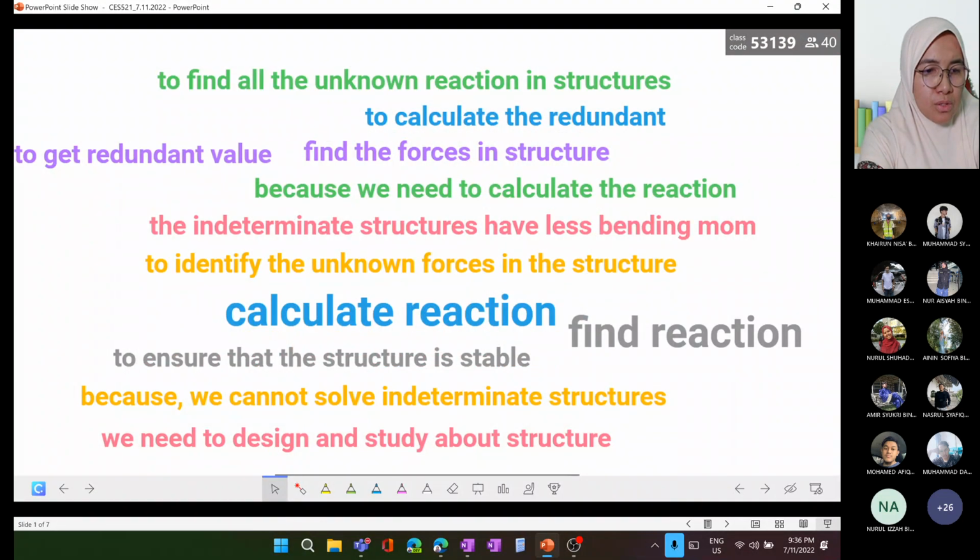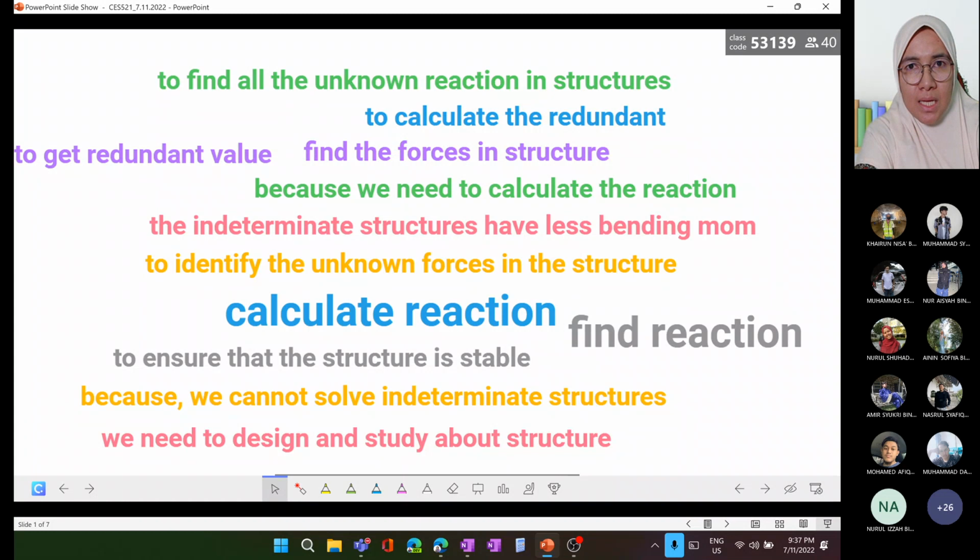So basically all answers are correct. We use the flexibility method to analyze unknown reactions where we cannot calculate unknown reactions using equilibrium equations only. To get redundant value, find the forces in structure, correct? So all gave quite similar answers.